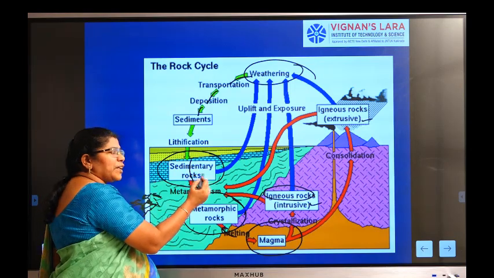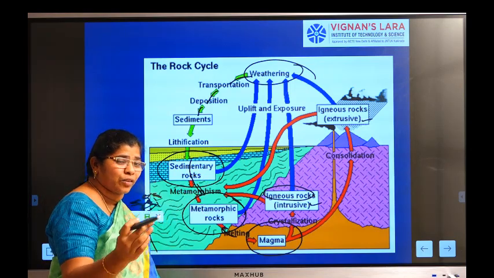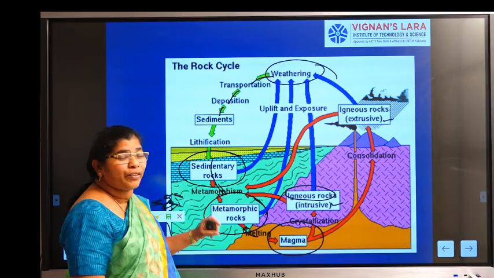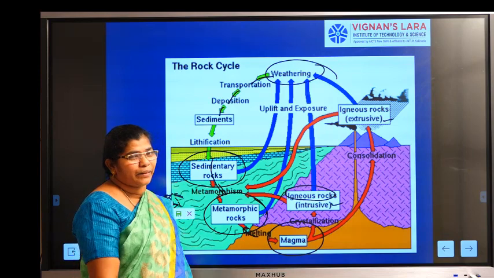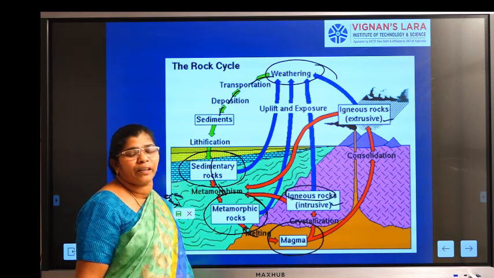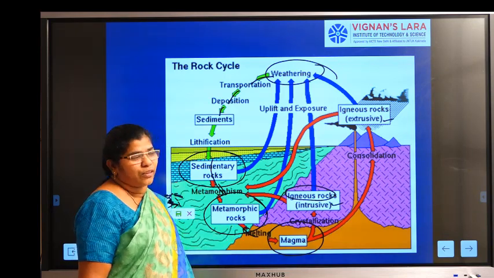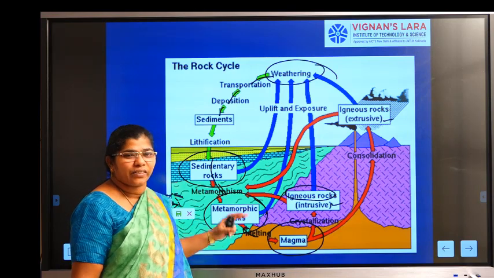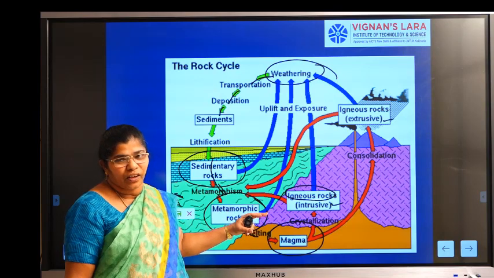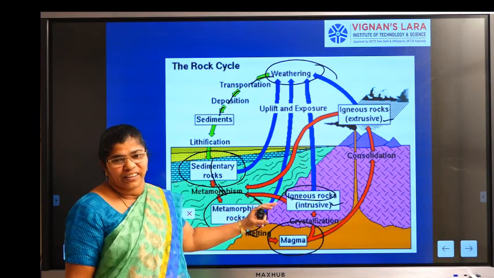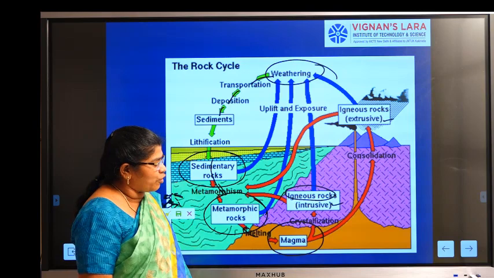For examples of sedimentary rocks, sediments, I told you sandstones and limestones. For metamorphic rock you can easily remember marble. Taj Mahal, you remember. So for metamorphic rock you can remember marble and gneiss. So today we have seen the igneous rocks, sedimentary rocks and metamorphic rocks, the formation of these rocks, and what the examples of these rocks are.